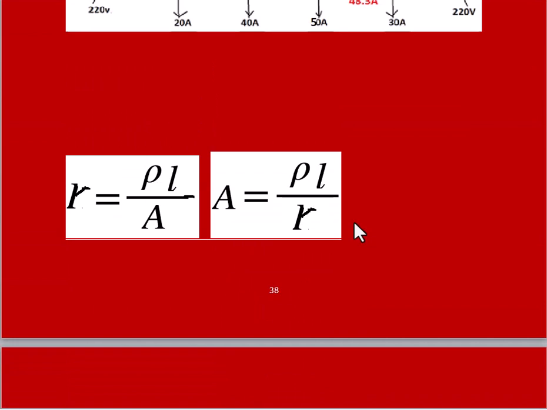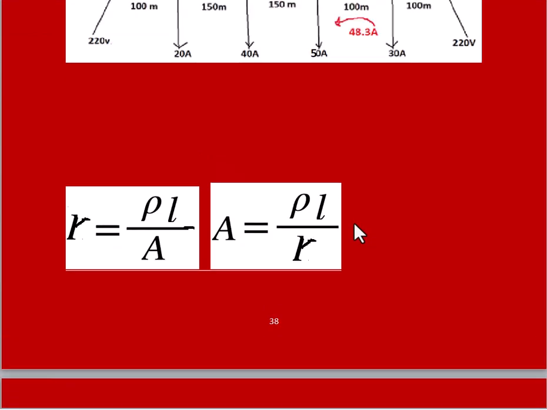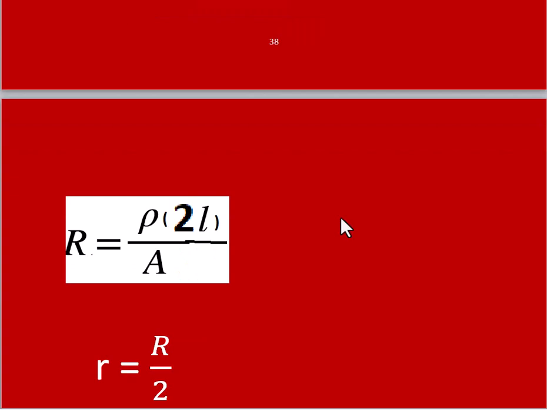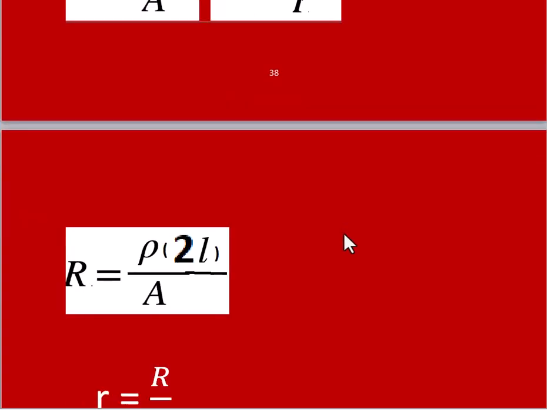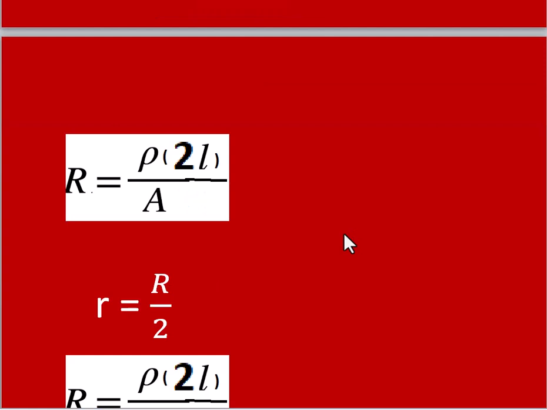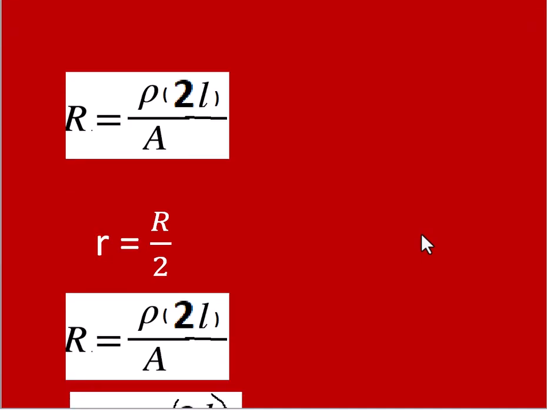And we know a DC distributor means it will have the forward path conductor, similarly return path conductor. So the length of the conductor will become 2 into L, and in that case total resistance will become rho into 2L divided by A, and single conductor resistance will become capital R by 2.